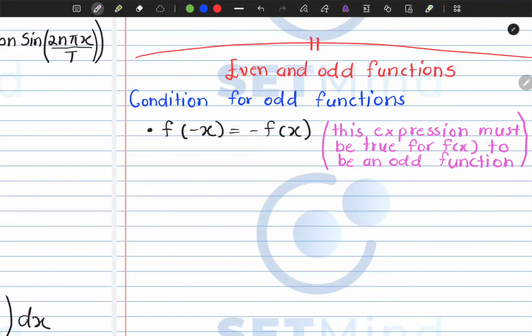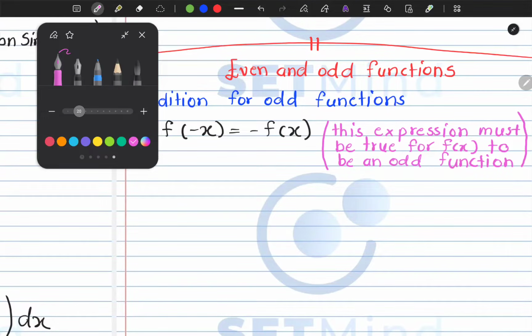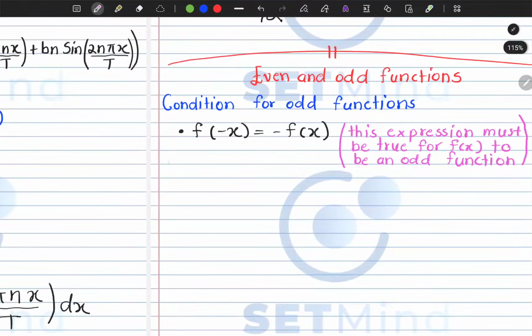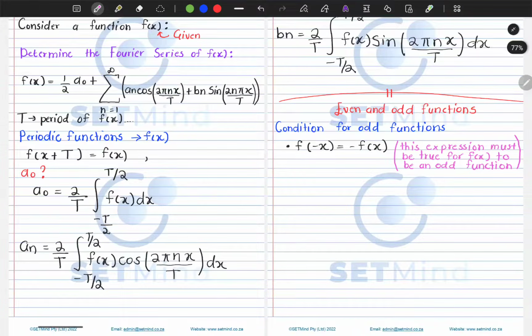In order for us to start having an appreciation of what we mean here, we'll start looking at a few examples. So let's have a look at example 1.